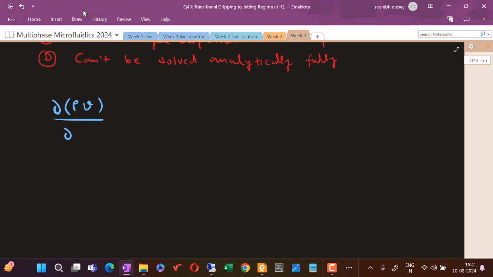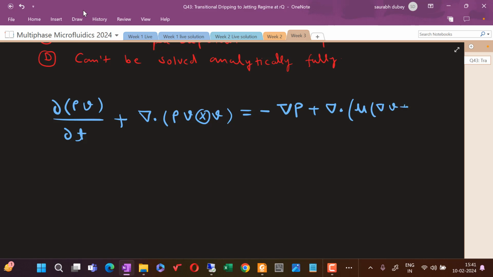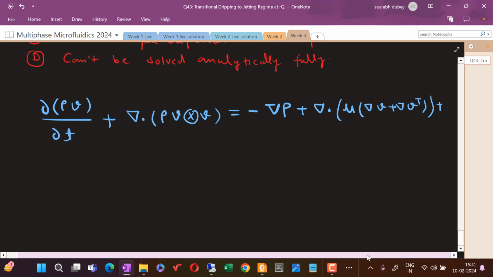Del rho v by del t. This is the transient term, which depends on the time marching, and this is the v cross v, and minus delta P, which is grad of P, a derivative of P, plus mu del V plus del Vt, plus, if you consider body force to be gravity, rho g.